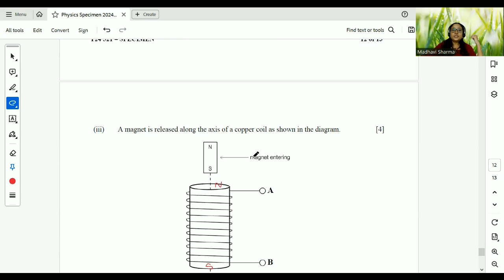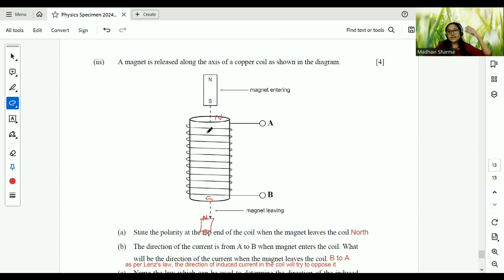Okay, now the last question. A magnet is released. Okay, it passes through. Yes. A magnet is released across the axis of copper coil as shown in the diagram. Yes, it goes down. So, a magnet enters and then it leaves.